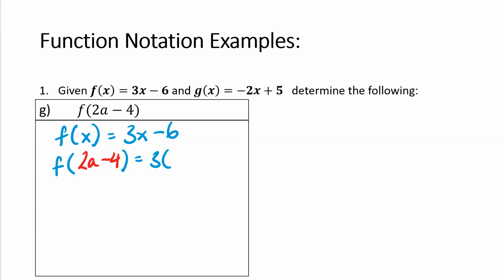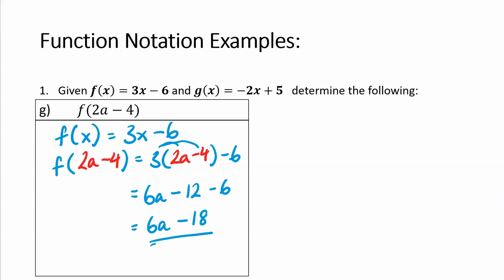3 times 2a minus 4, and then minus 6. Time to evaluate. 3 times 2a is 6a. 3 times -4 is -12. And then we subtract 6 at the end. So here, if we clean it up a bit, add like terms, we have 6a minus 18. And that's our answer. Let's take a look at a few more examples.